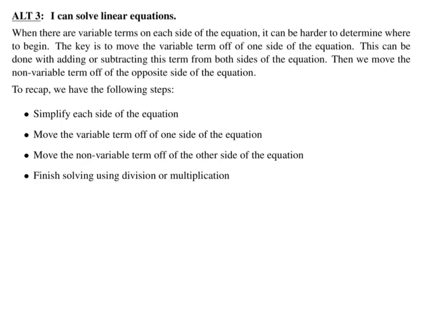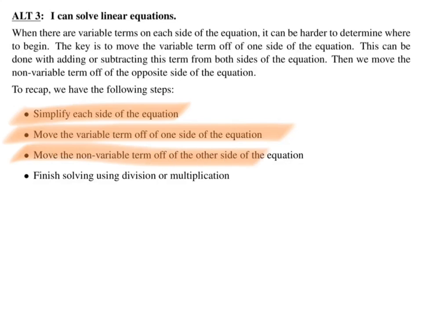We've got a list of steps here on what you can do to help yourself out. Begin by simplifying each side of the equation, then moving the variable term off of one side of the equation. You will see in our examples that I always move the variable term off of the right side so that it stays on the left side. There is no particularly special reason why I do that. I just want to keep it as consistent as possible.